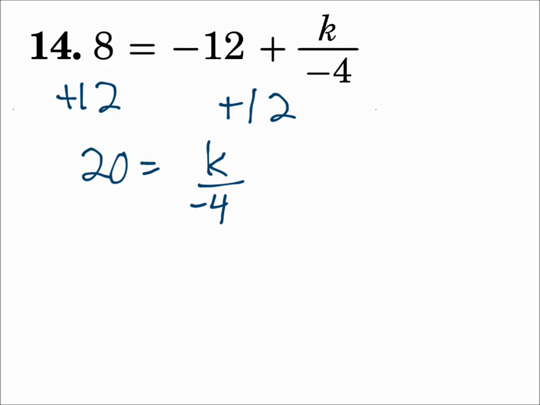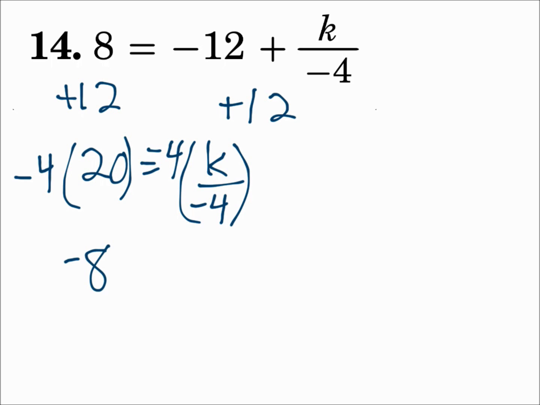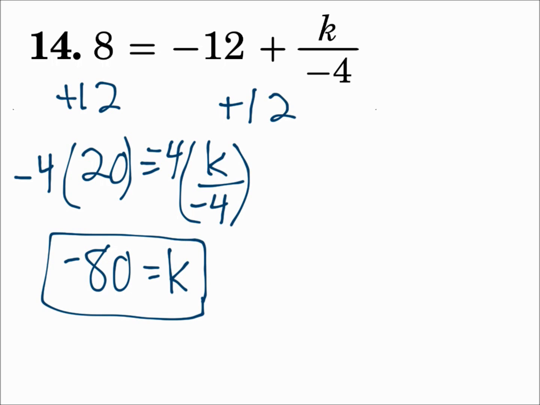Now multiply or divide. That's k divided by negative 4. So do the opposite and multiply both sides by negative 4. Negative 4 times 20 is negative 80, and the negative 4's cancel on the right, leaving your k. Your k is by itself now, so you're finished. K is negative 80.